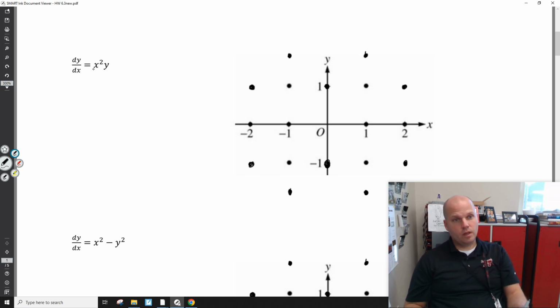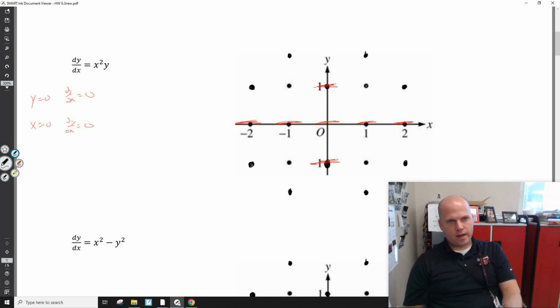All right, x squared times y. Now, whenever you see things that are multiplied or situations like this, it's easy to knock out the ones that are easily done. For example, when y is 0, dy dx has to be 0. When x is 0, dy dx has to be 0. So I can go ahead and just knock out these slopes when y is 0 and when x is 0. Cool? x squared y, 1, 1, 1.